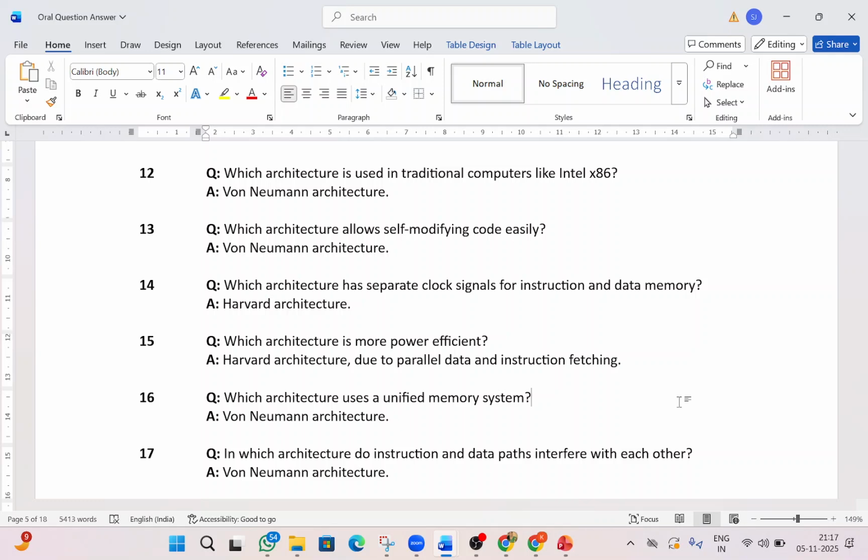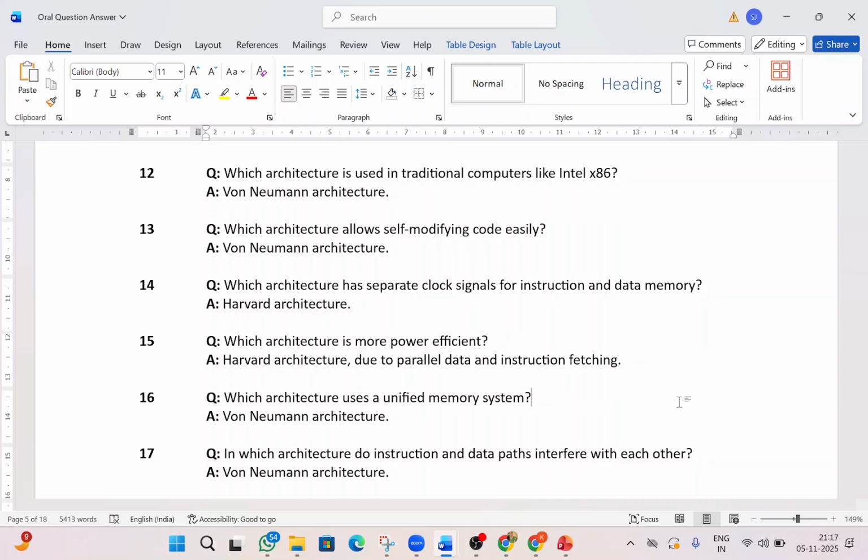15th number question. Which architecture is more power efficient? The answer is the Harvard architecture, because parallel data and instruction fetching reduces CPU idle time, so it is conserving energy. It uses less energy.